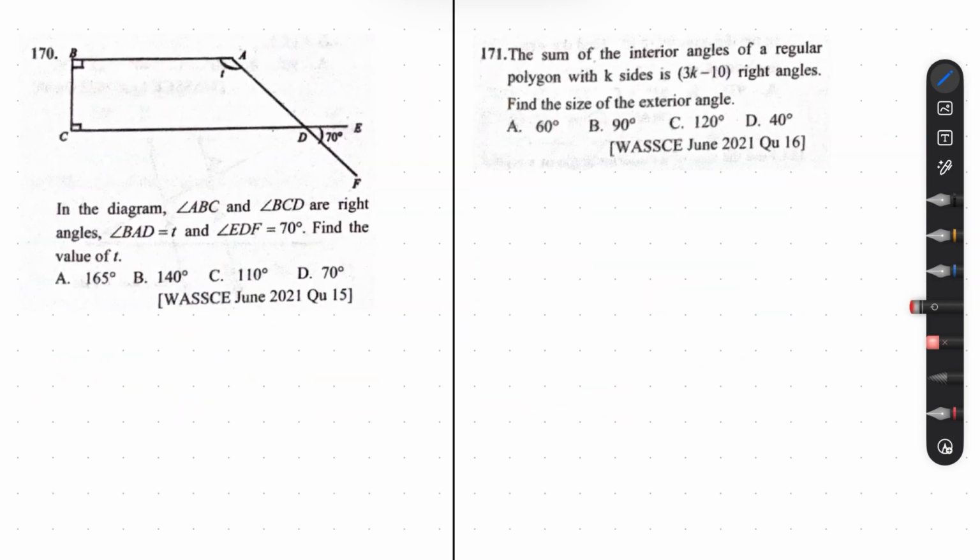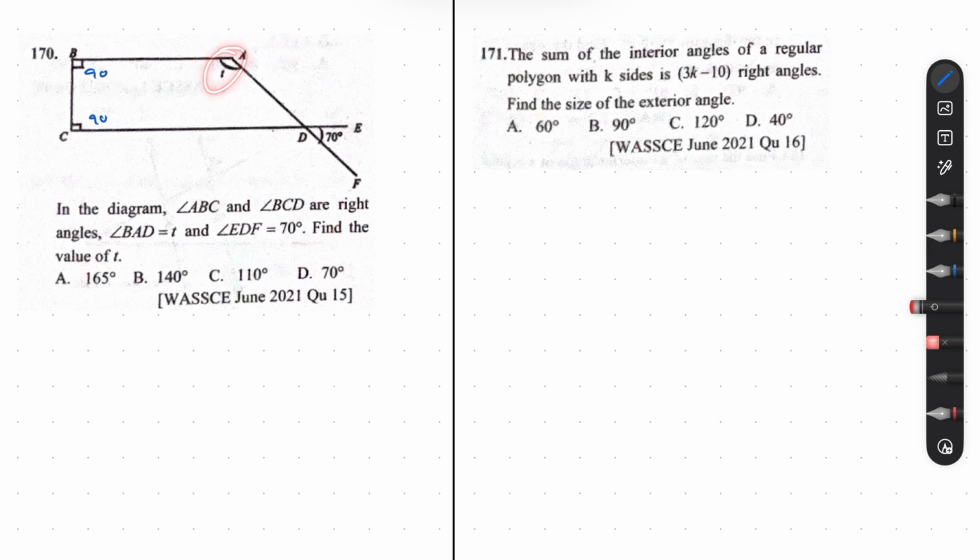Now the question says, in the diagram, angle ABC and BCD are right angles. So these two angles are right angles. That means they are equal to 90 each. So let's write it down. This is 90 and this is also 90. Now, we've been given that this angle is T, and this angle right here is 70. They want us to find the value of T.